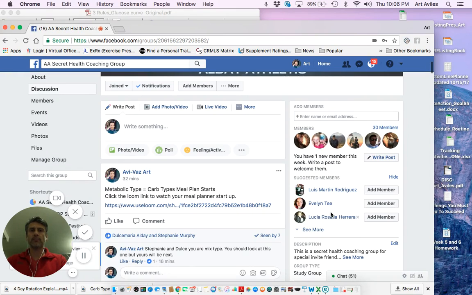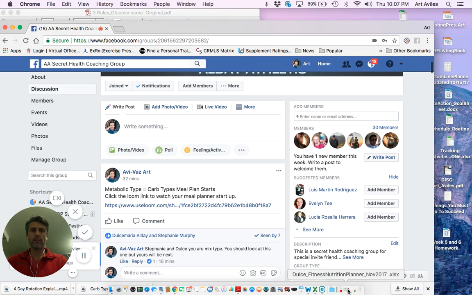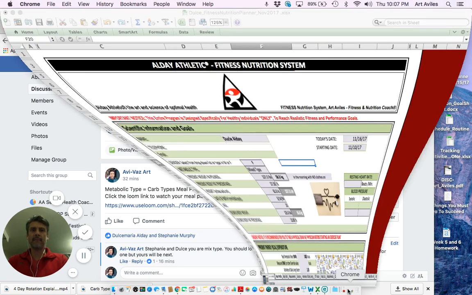Here I'm going to explain the mixed type metabolic person. Okay, so there's a few of you that are mixed type. You are the most complicated of them all, since you're not sure if you're carb type or protein type. You guys are the bipolars of nutrition. Anyhow, the mixed type does have its own.